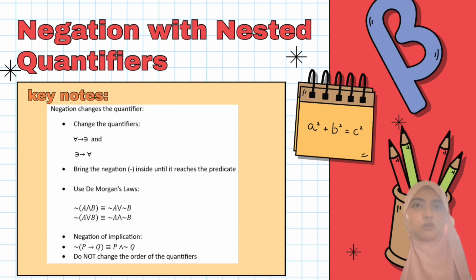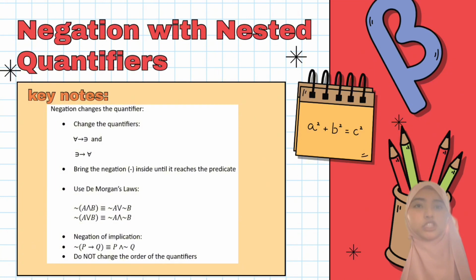First, change the quantifier, for all to existential quantifier, or existential quantifier to for all. Second, bring the negation inside until it reaches the predicate. Third, use De Morgan's law. Fourth, negation of implication.